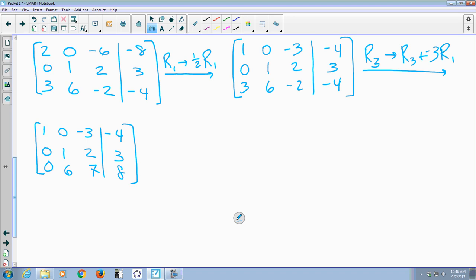So I'm going to make that 6 into a 0 by changing row 3, right? So row 3 is going to become row 3 plus a multiple of another row. Which row do you want to use? 2. Yeah, because it's got the 1. That's why we want that 1 there, so we can use it to knock out everything below it. So I'll do -6 row 2.